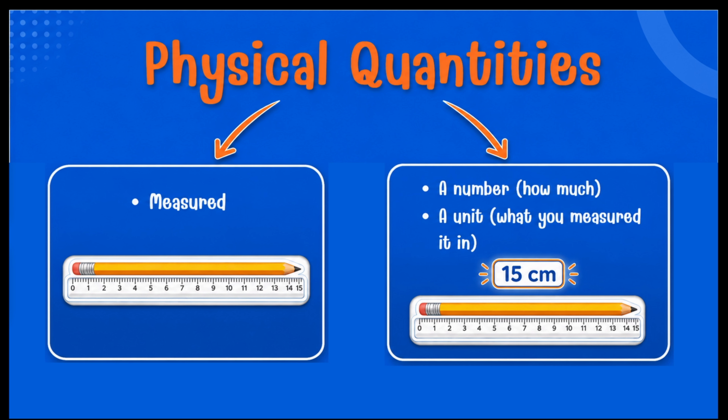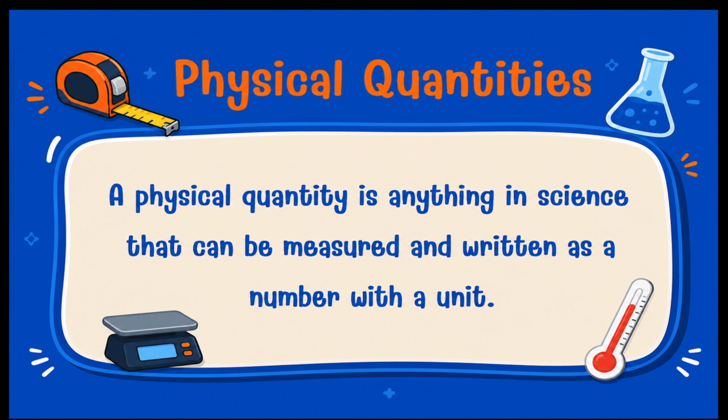A number by itself is not enough. If I simply say 15, we do not know what that means. It could mean 15 centimeters, 15 seconds, 15 grams, or 15 newtons. The unit gives the number its scientific meaning. Now let's use this idea to form a complete definition of a physical quantity. A physical quantity is anything in science that can be measured and written as a number with a unit.